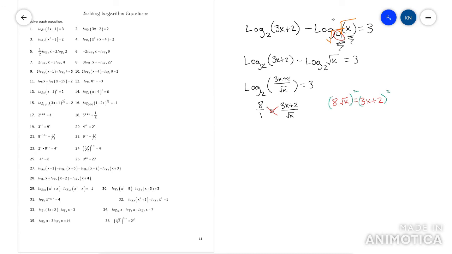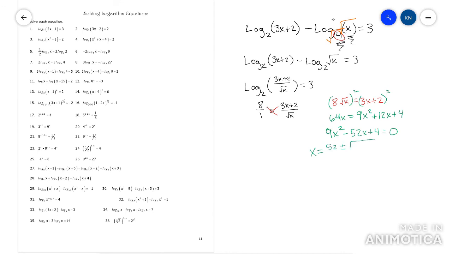So on the left, it becomes 64x. The 8 gets squared too. On the right, you have to run FOIL to get 9x squared plus 12x plus 4, okay? And so now when you're here, make it equal to 0. This does not factor, so you have to run the quadratic formula.